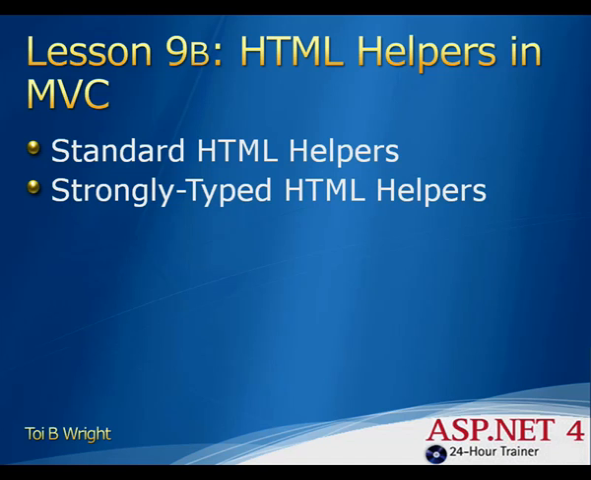Strongly typed HTML helpers provide a way to do compile time checking of your views. Strongly typed HTML helpers use lambda expressions when referring to the model that has been passed to the view. Strongly typed HTML helpers also have a selection of helpers divided by class, and those classes are the input extensions, label extensions, select extensions, text area extensions, and validation extensions, to name a few.